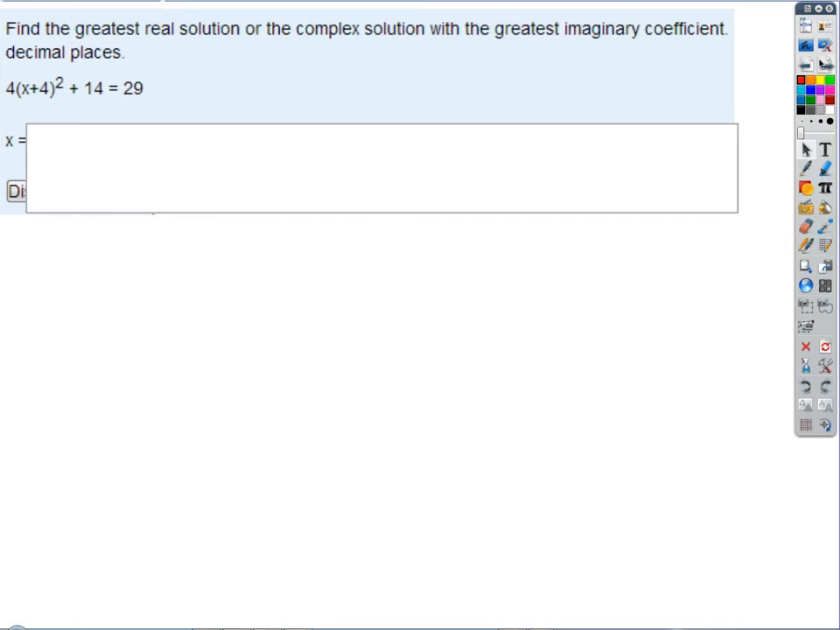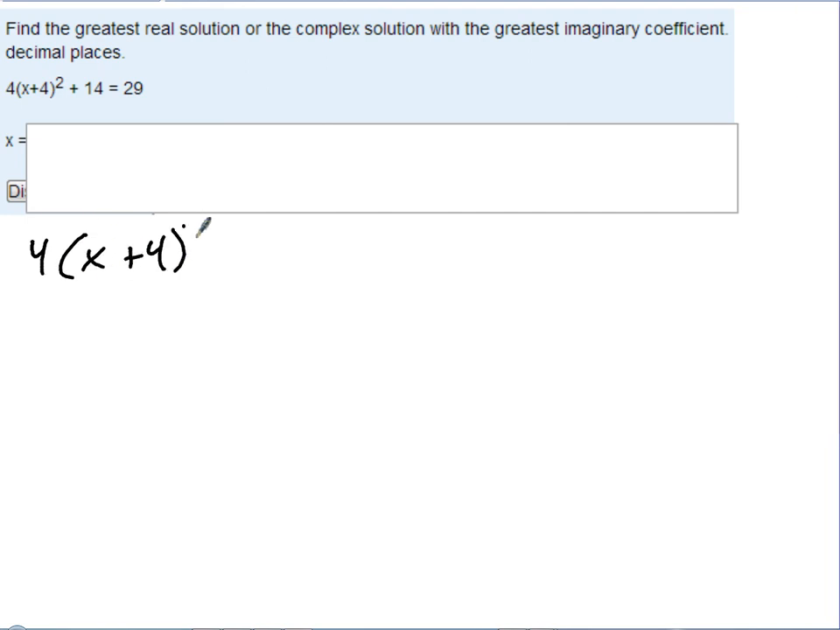Okay, how about this one? Find the greatest real or the complex with the greatest imaginary coefficient. What are we doing here? Same thing, right? No. Why not? Okay, so are we isolating or are we factoring or what are we doing? We're isolating. Isolate. Okay, good.